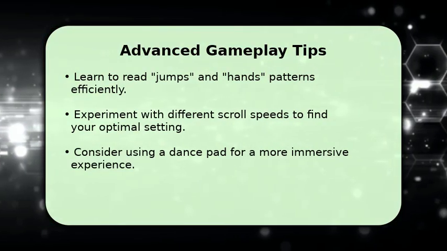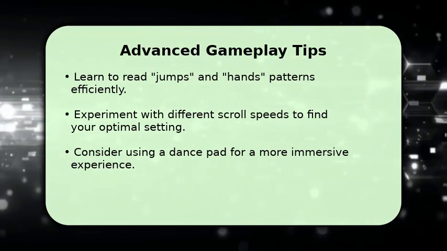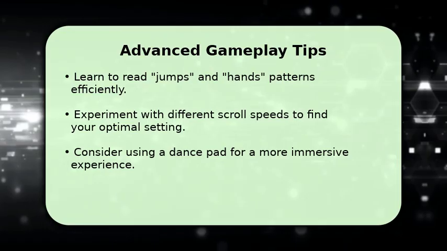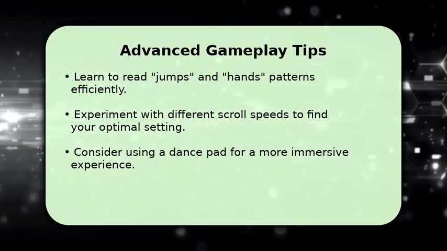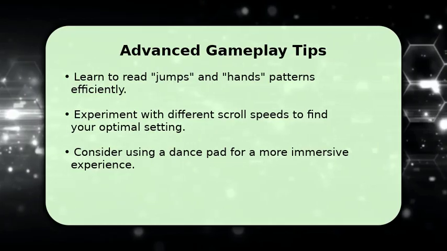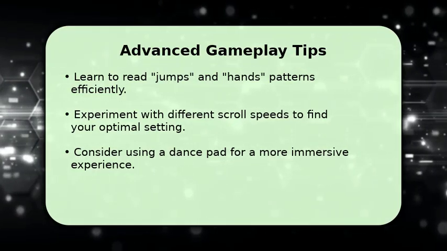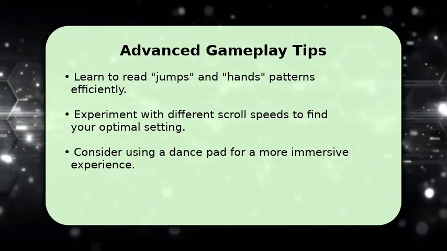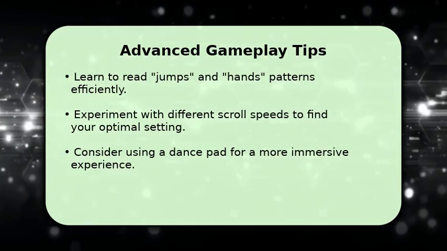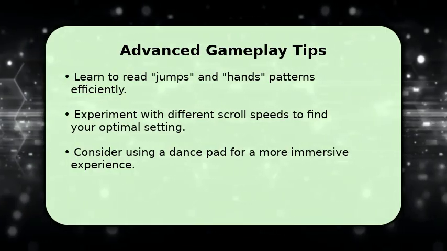Now, for some advanced tips to elevate your gameplay. Focus on efficiently reading complex patterns like jumps and hands, which involve pressing multiple arrows simultaneously. Experiment with various scroll speeds. Many advanced players prefer a speed of around 400 to 600 for optimal visibility. For a truly immersive experience, consider investing in a quality dance pad, which can significantly enhance your physical engagement.